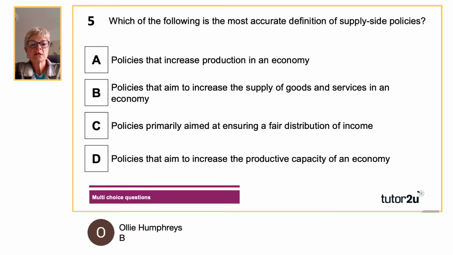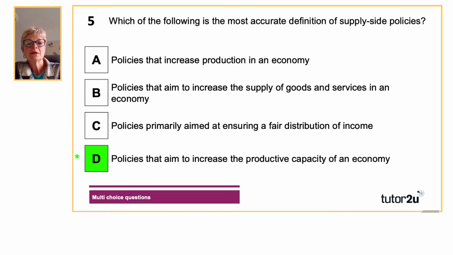So let's see what else is coming through. Luke is saying B. What else do we think? Who else is going to come up with an answer? Moose is saying B. Okay, this is a case of read the question carefully, guys. Answer B is in there as the distractor. It's the one that's nearly right. Supply side policies don't aim to increase the supply of goods and services. They aim to increase the productive capacity of the economy. So be very, very careful.